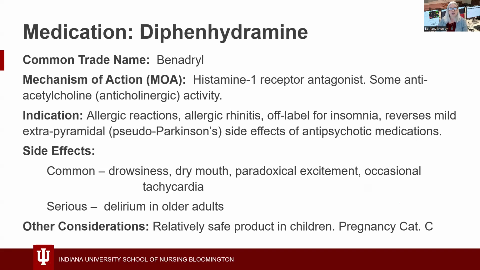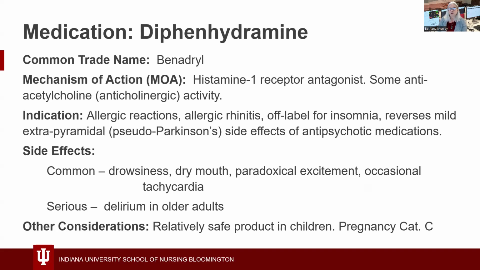Okay, so let's look at our first antihistamine. Diphenhydramine has come up a lot in this course. It has many, many usages. It is a histamine type 1 receptor antagonist. It is also a mild antagonist of acetylcholine in the brain, which makes it an anticholinergic medication. In this case, we care less about the anticholinergic effects and more about the histamine blocking effects. The indications for diphenhydramine are allergic reactions and allergic rhinitis.